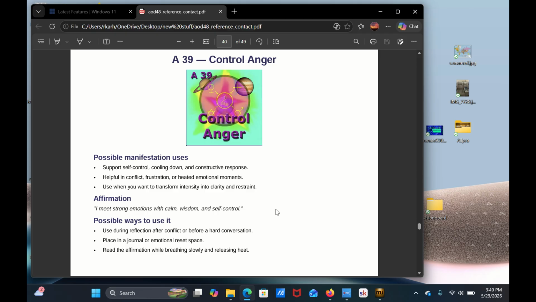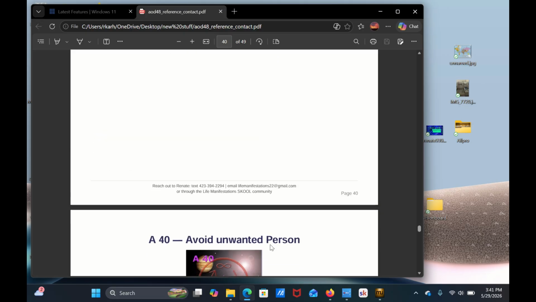Used during reflection, after conflict, or before a hard conversation. Place in a journal or emotional reset space. Read the affirmation while breathing slowly and releasing heat.